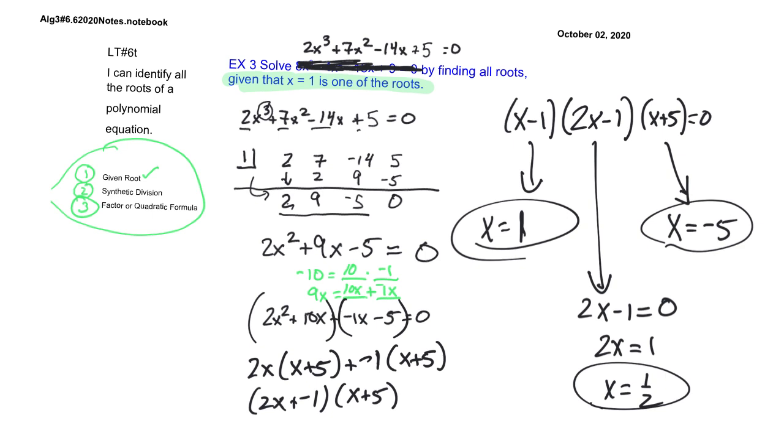Okay, so again, I was given a root, right? I was given a root 1. So I took my polynomial right here, and I divided using synthetic division by 1. I went from a cubic to a quadratic, 2x squared plus 9x minus 5. I factored that to get 2 more factors. That brought me to my 3 factors, x minus 1, 2x minus 1, x plus 5. And therefore, I got my 3 answers. Awesome. So if you can't factor the original, this is your approach.